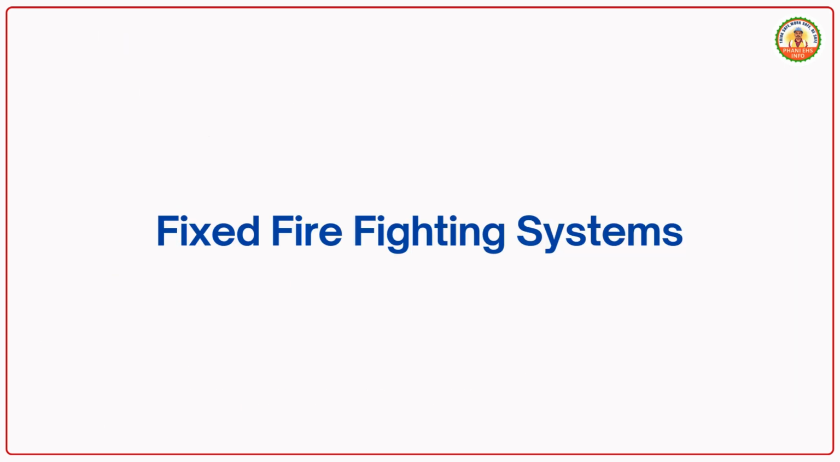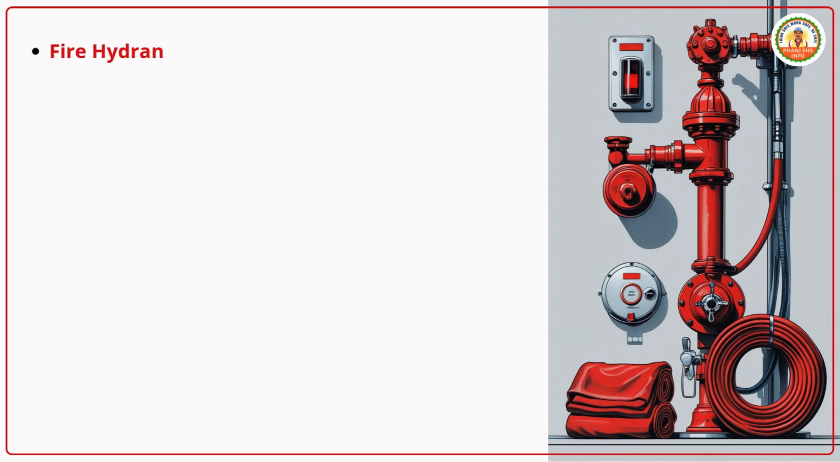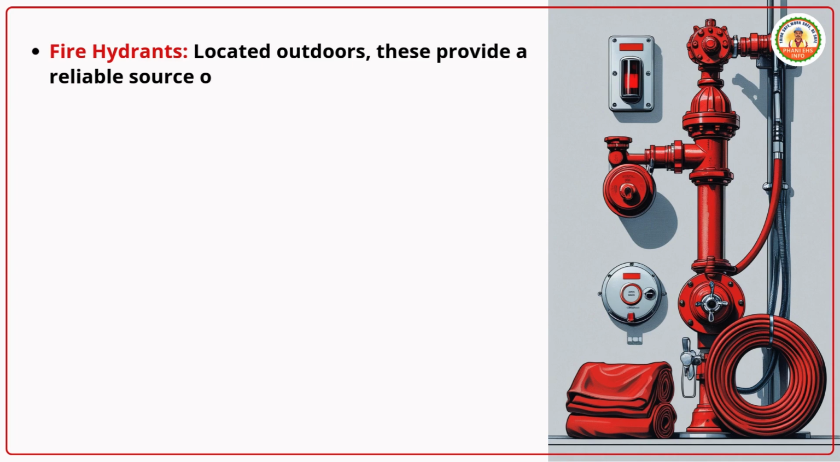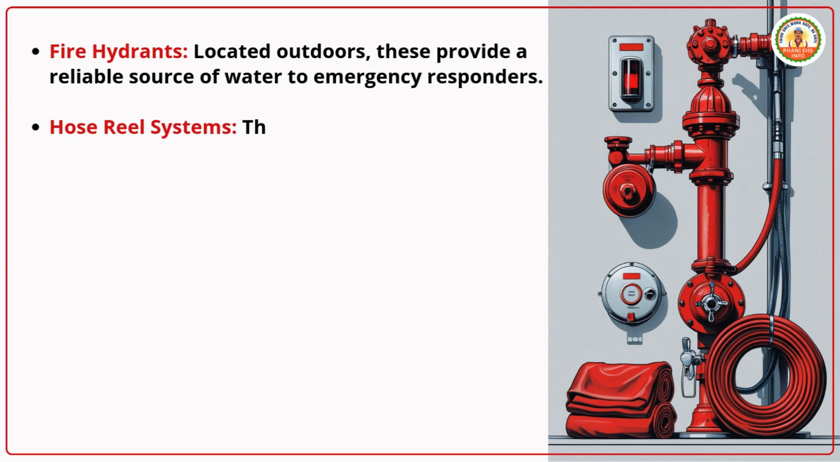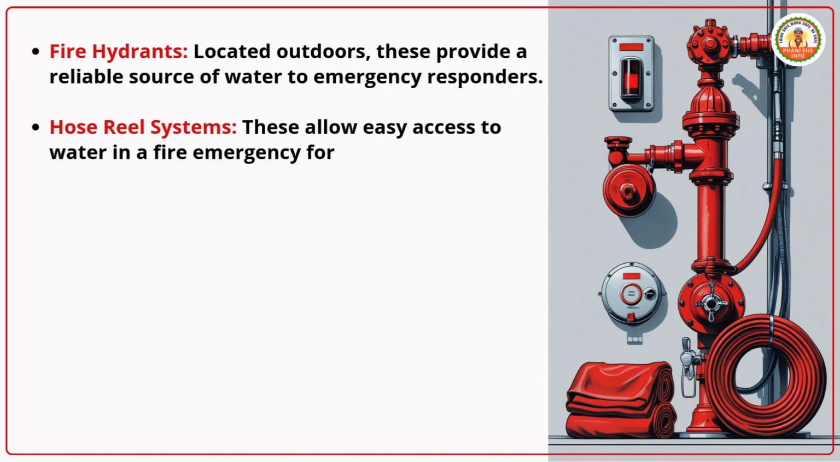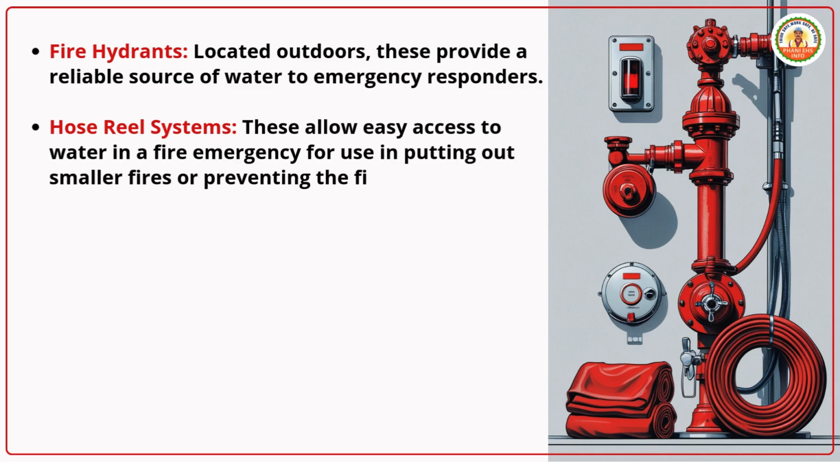Fixed firefighting systems. In addition to portable fire extinguishers, we also have fixed firefighting installations to address larger fires or fires in specific areas. Fire hydrants, located outdoors, provide a reliable source of water to emergency responders. Hose reel systems allow easy access to water in a fire emergency for use in putting out smaller fires or preventing the fire from spreading.